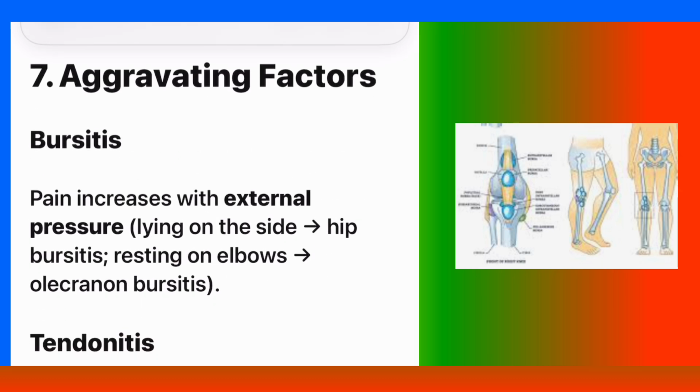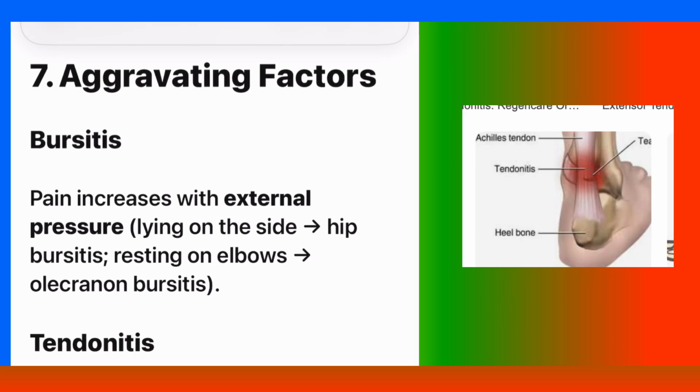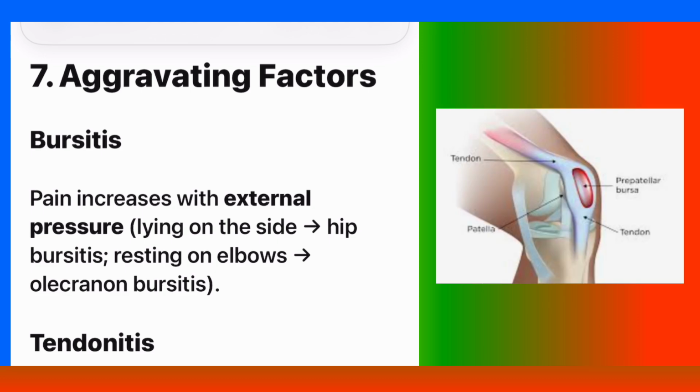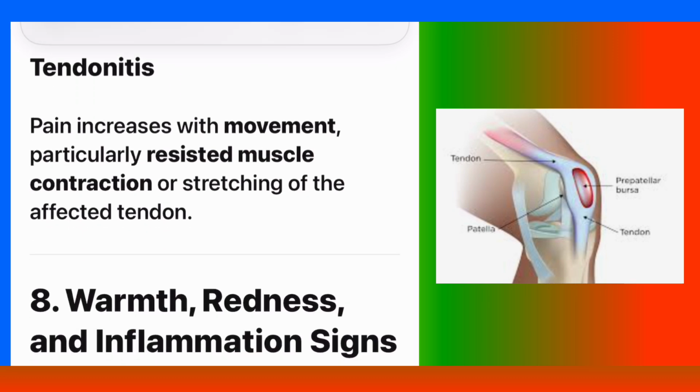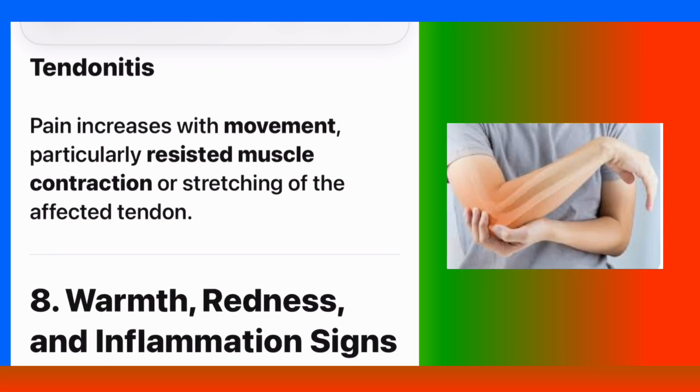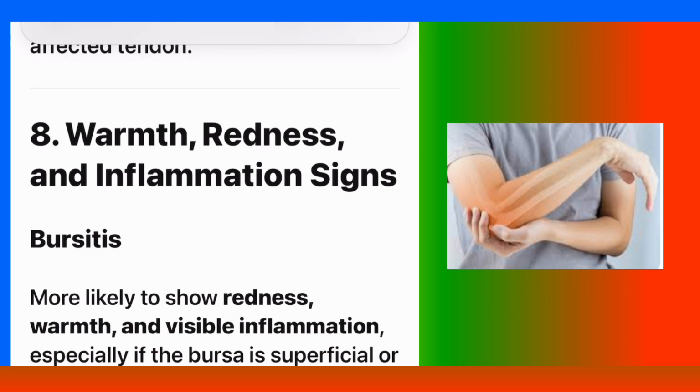Number 7, aggravating factors. Bursitis pain increases with external pressure, lying on the side, hip bursitis, resting on elbows, olecranon bursitis. Tendonitis pain increases with movement, particularly resisted muscle contraction or stretching of the affected tendon.